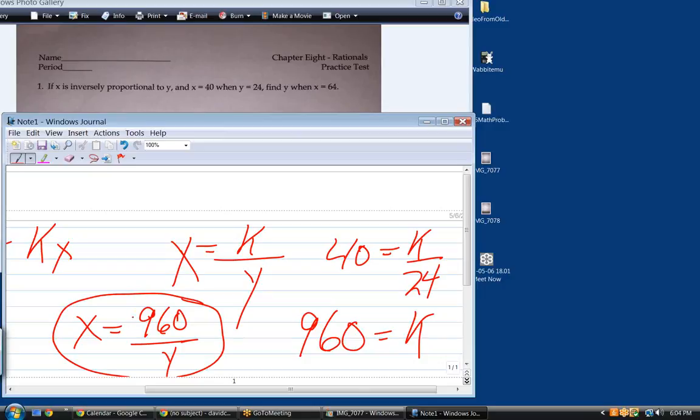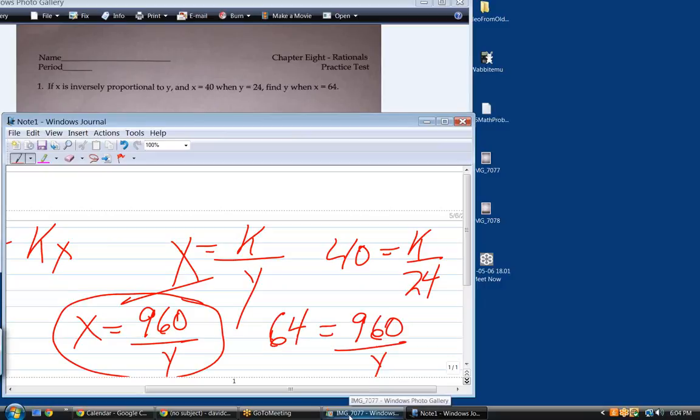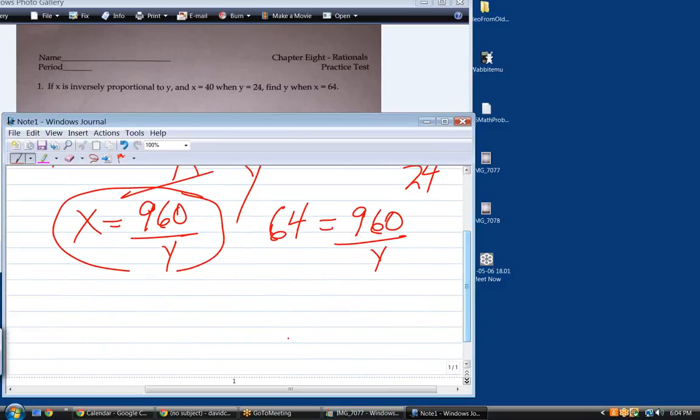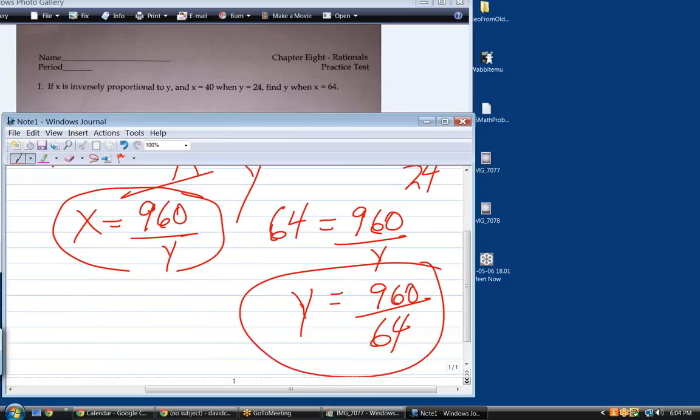Now that you've solved for k and we have this equation, you can plug in whatever you want. In other words, find y when x is 64. I'm going to plug in 64 for x. I know k is 960. So multiply both sides by y, divide both sides by 64. That's what y would be equal to when x is equal to 64. Divided by 64, that'd be 15. Okay.